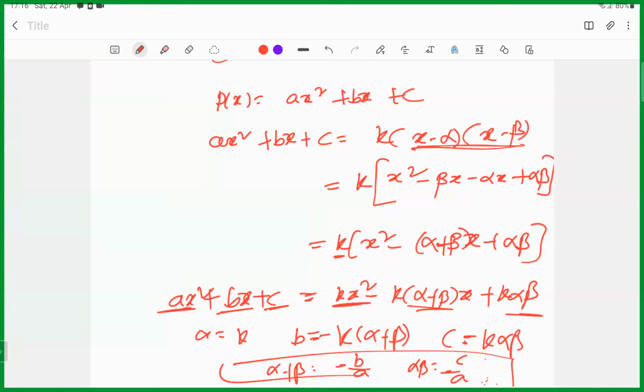Clear, Princy and Kaushik? Yes, sir. So what are the zeros of the polynomial here, Princy? Sir, alpha plus beta and alpha beta. Sir, if we are expressing alpha plus beta and alpha beta, can we say that the zeros of the polynomial are minus b by a and c by a?